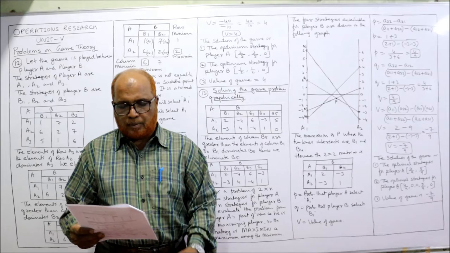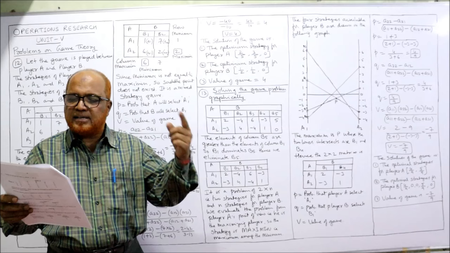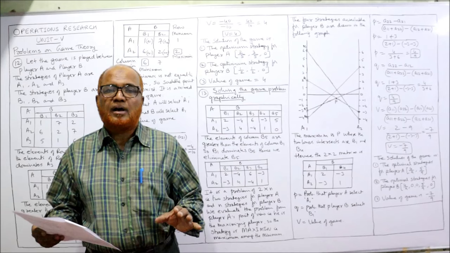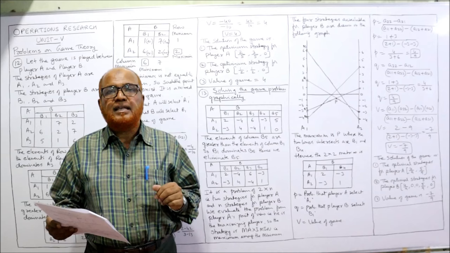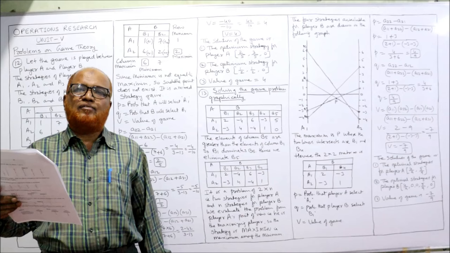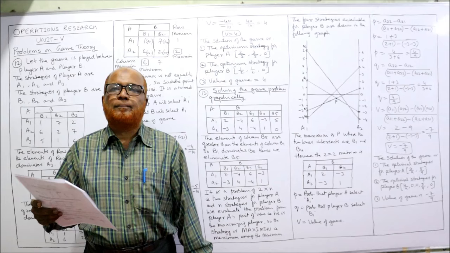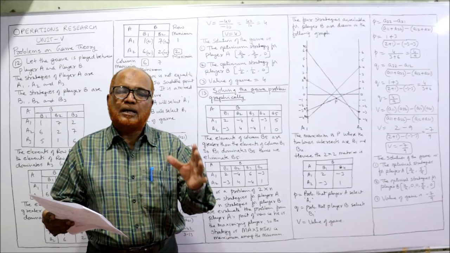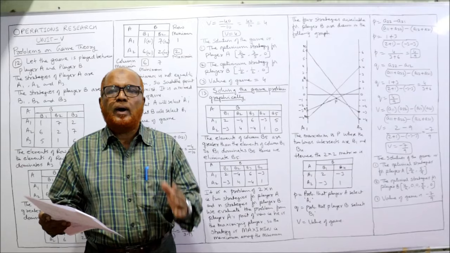Now see the 13th problem. Solve the following zero-sum game where player B plays to player A. Solve graphically. For the first time we are going to do a problem by the graphical method, right? So far we have done the arithmetical method, now the graphical method. Here two strategies are given for player A, whereas five strategies are given for player B. So this problem is called a 2 by N problem. That means player A has 2 strategies, player B has N strategies. 1, 2, 3, 4, 5 strategies.